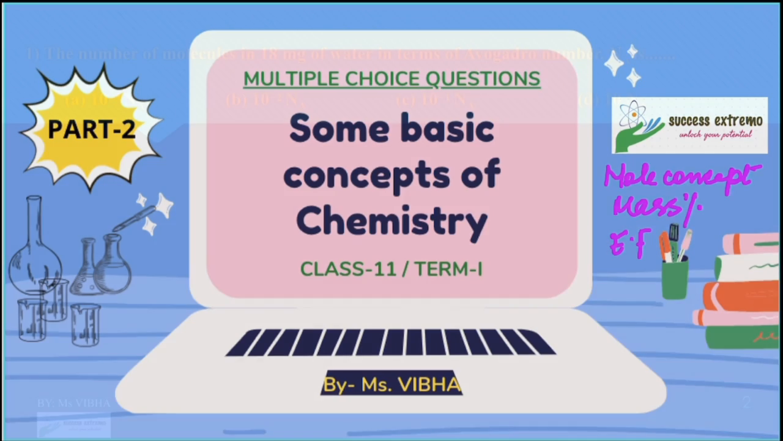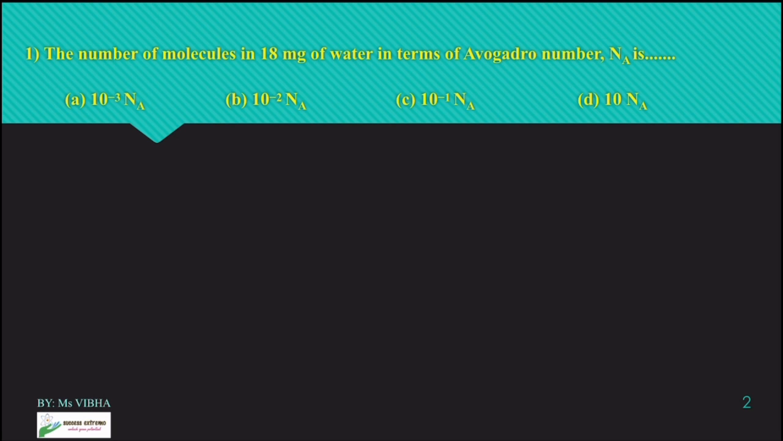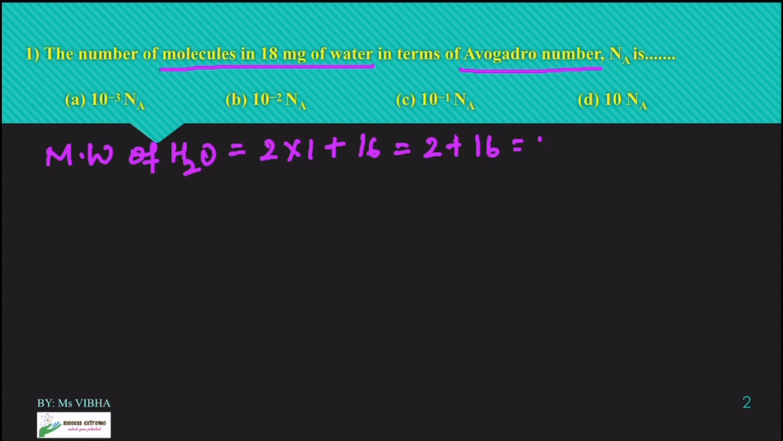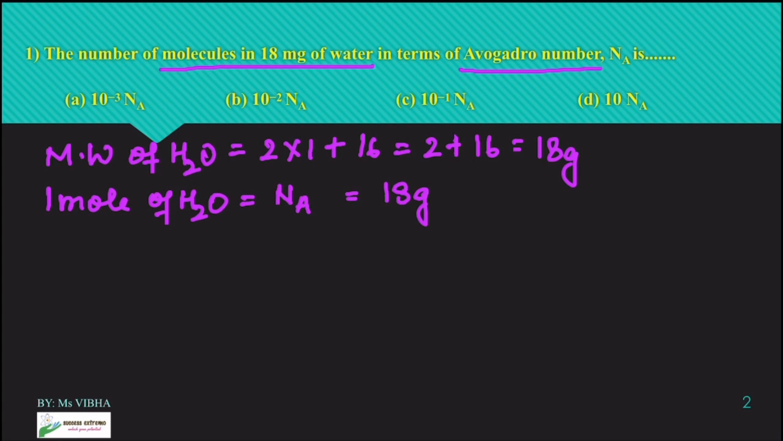So let's start. The first question says: the number of molecules in 18 milligrams of water, in terms of Avogadro number, that is represented by Na. Before doing the question, we should know the molecular weight of water, 2 plus 16, which is nothing but 18 grams. We know the relationship that 1 mole of water is equal to Avogadro number, which is equal to its molecular weight, that is 18 grams.